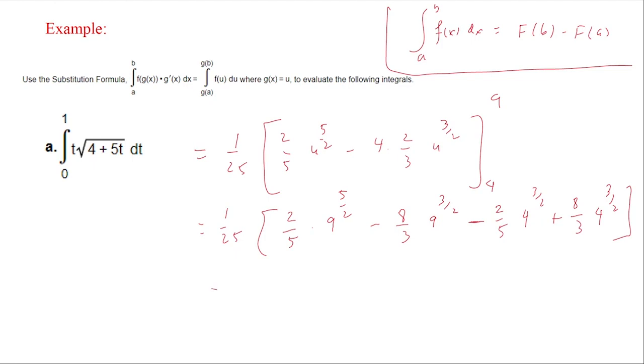Before that, don't forget that 9 to the power 5 over 2 means 3 to the power 5, because 9 means 3 squared. So I can write this as 3 to the power 5. Same thing here, I can write it as 3 to the power 3. This is the square root of 4, which is 2 to the power 5. This is again the square root of 4, which is 2 to the power 3.